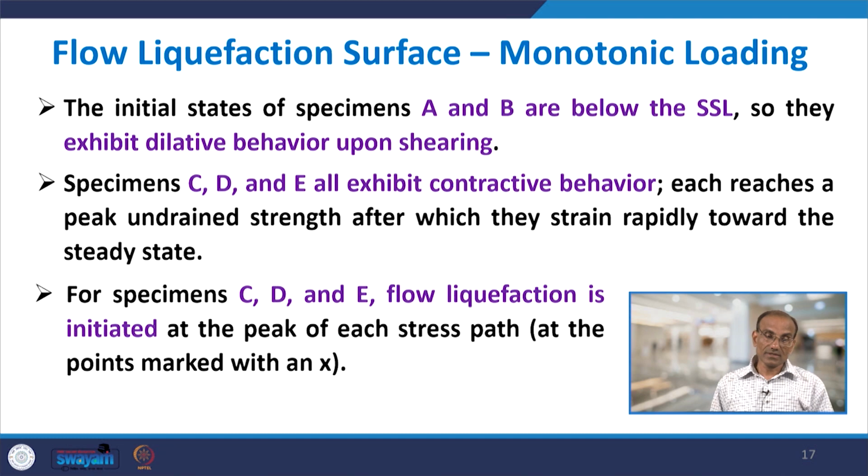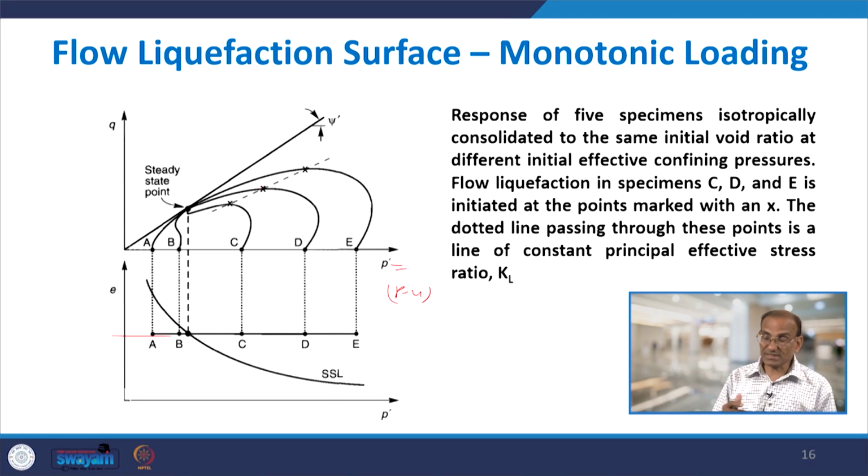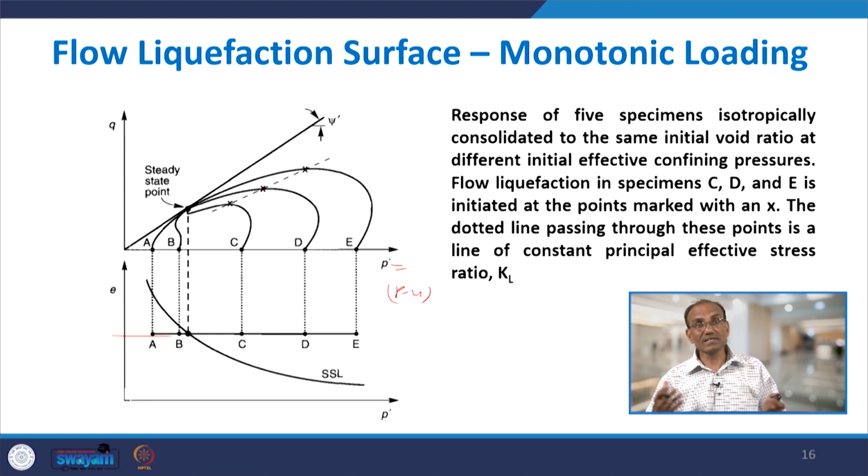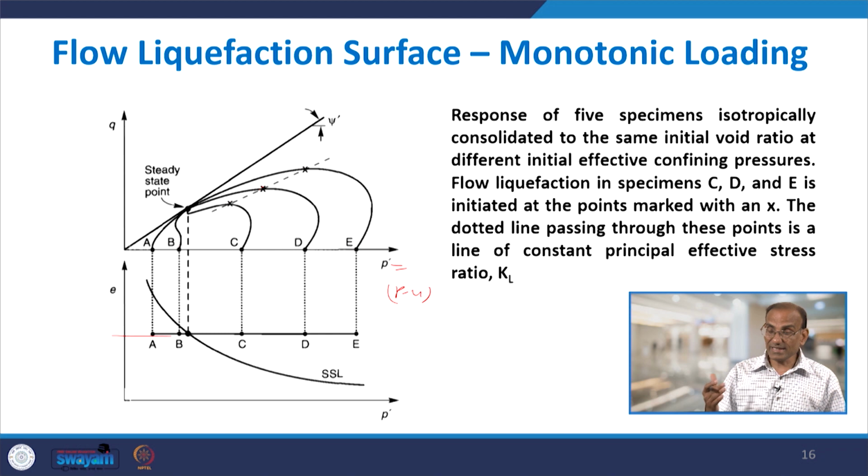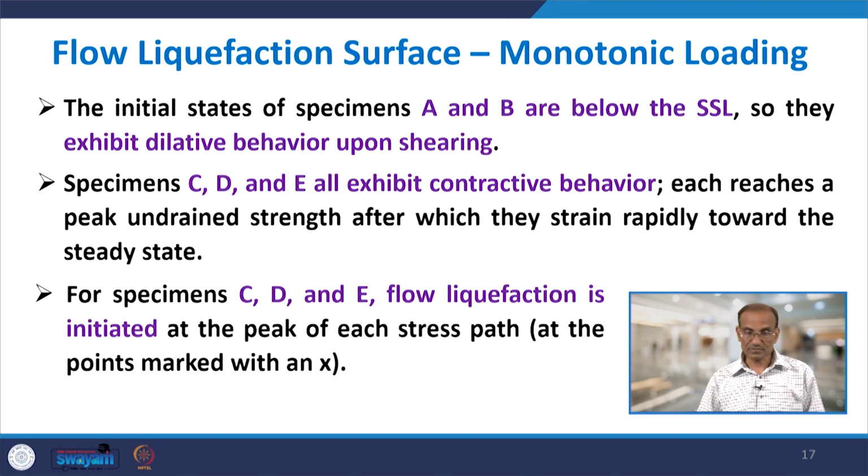So, as a result, because they are falling below this SSL, they will exhibit dilative behavior. That means when they undergo shearing, they will dilate, but C, D and E will have different behavior; they will contract. So, when they dilate, what will happen? Negative pore pressure will develop.